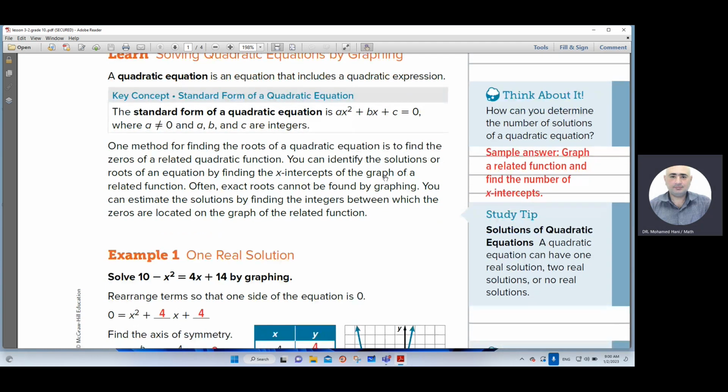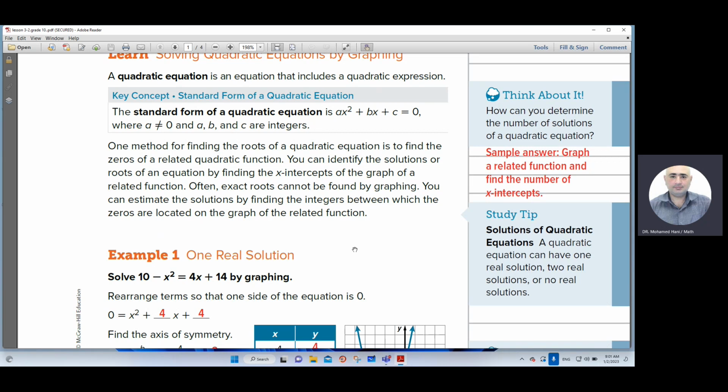Okay, the first example, write please this example with me. Solve 10 minus x squared equals 4x plus 14 by graphing. So who can tell me now what is the type of this equation? What is the name of this form? Quadratic equation. Excellent, Murad. Why quadratic equation? Because the degree here will be 2.